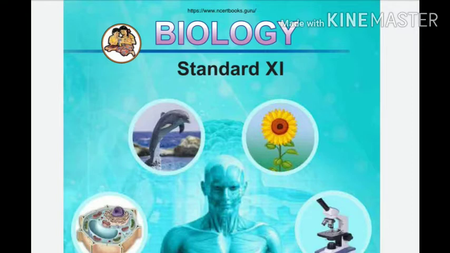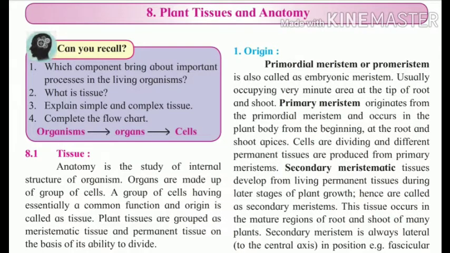Today's topic is about plant tissues and anatomy. Let us start. Tissue. Anatomy is the study of internal structure of organisms. Organs are made up of a group of cells. You know that many cells combine together to form a tissue. Plant tissues are generally grouped as meristematic and permanent on the basis of their ability to divide.